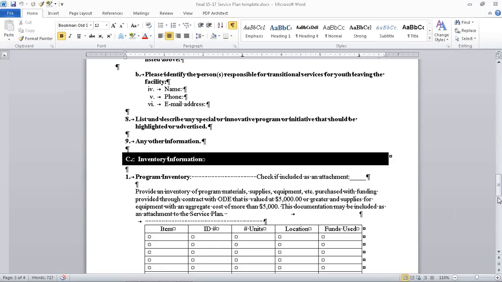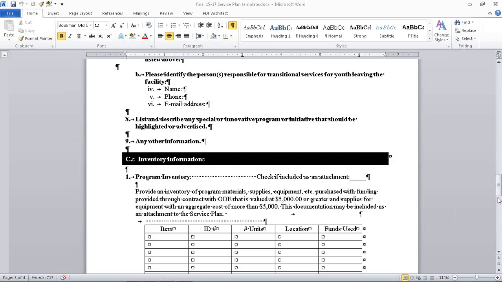Another question. Okay, who would be considered a transition person? A transition person could be the person, it doesn't have to be a certified person. It could be a classified person that assists with transition services. Part of it is transition services in relation to SPED, but also transition back to the schools and transitioning into your facility.